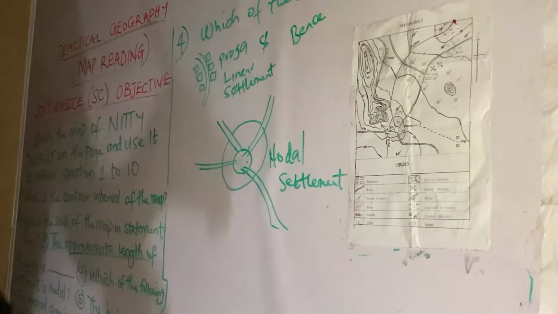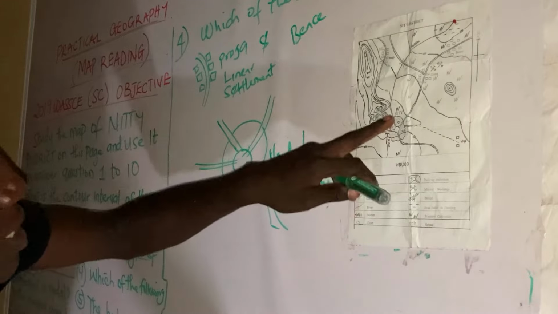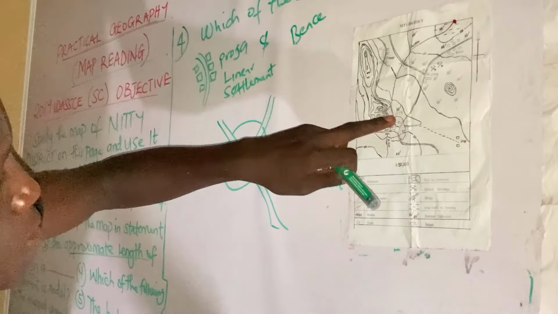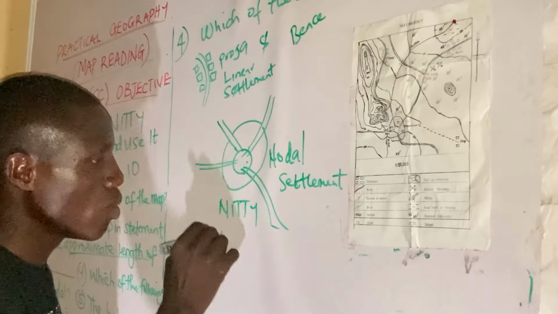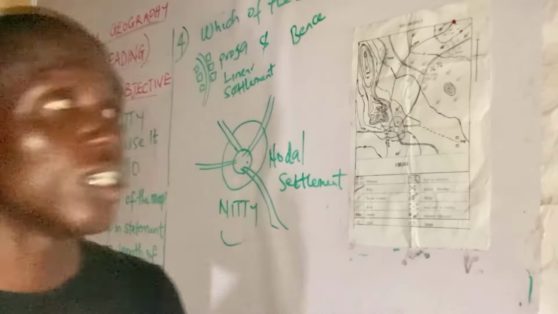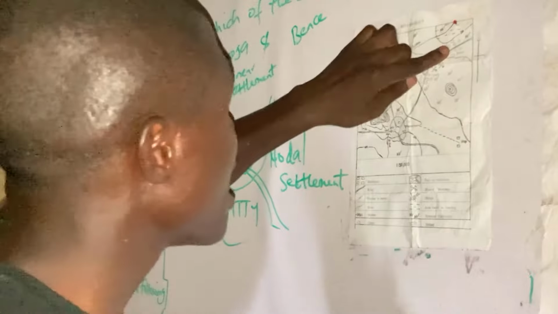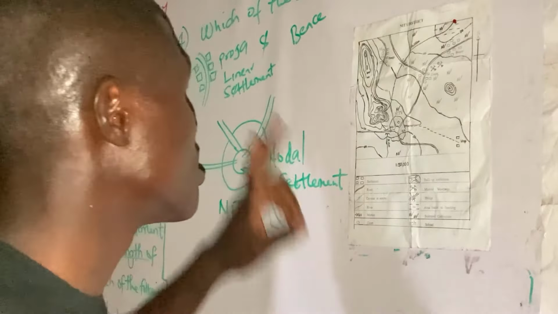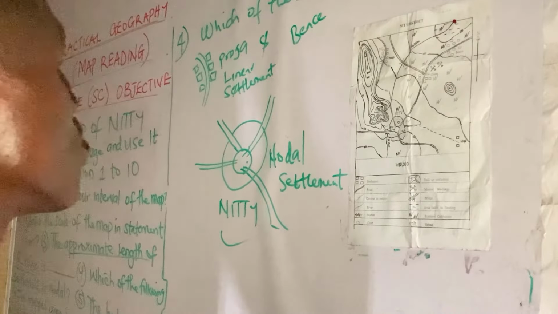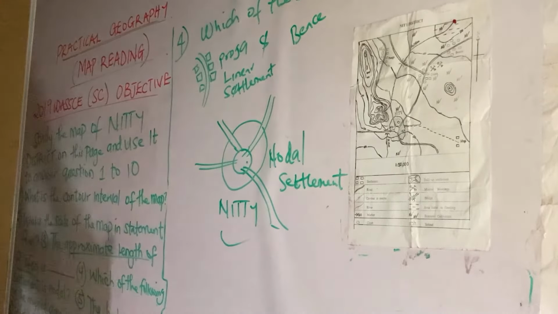You can see a big settlement here. So, that settlement is called what? The settlement is called Niti. So Niti is the correct answer. So Niti has a nodal settlement, while Proga Breeze has a linear settlement. Linear settlement. So now let's move to the next question.